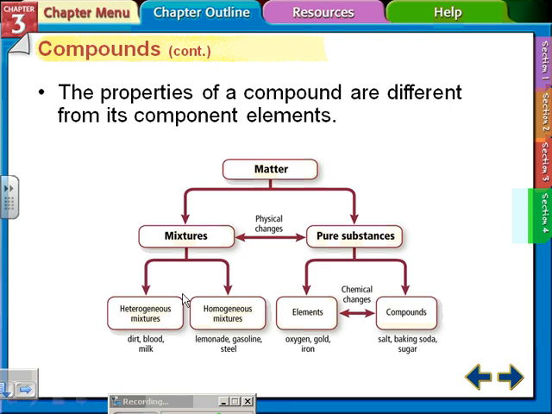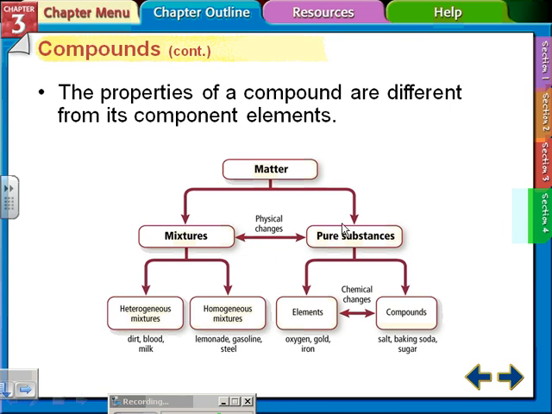And here's a flow chart of matter. Matter, we can break it up into mixtures or pure substances. And under mixtures, we can have heterogeneous or homogeneous mixtures. These are examples: dirt, blood, milk. Those are examples of heterogeneous mixtures. Lemonade, gasoline, steel, homogeneous mixtures.